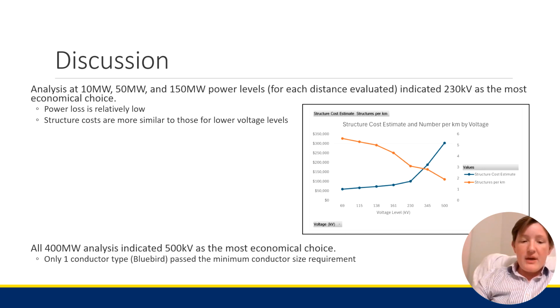Now, one thing to call out here is that only one of the 40 conductors, that would be the Bluebird type conductor, passed the minimum conductor size requirements. So at this level, the industry really is limited by what conductors they can use to meet that voltage level requirement.